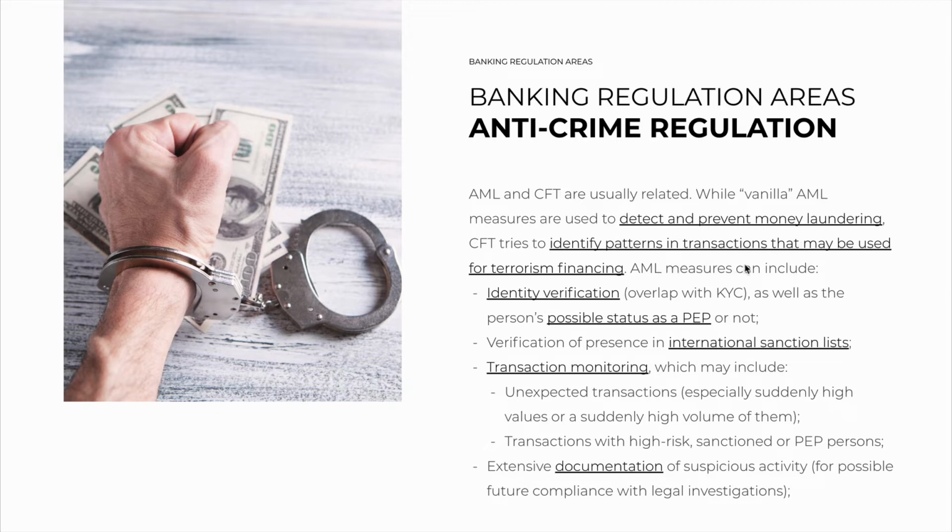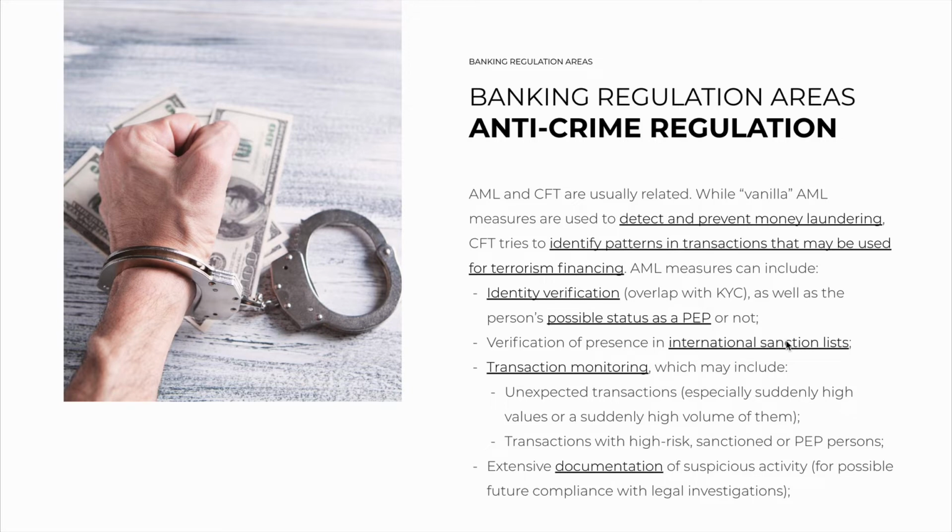AML measures, in a general sense, can include identity verification, and there is an overlap with Know Your Customer here, as well as detecting the person's possible status as a politically exposed person or not. So a PEP, or politically exposed person, is someone, such as a politician or military leader, that just due to their position is more exposed to bribery, fraud, and others, and identifying a person as one should immediately trigger additional diligence. Also, verification of the person's presence in international sanction lists.